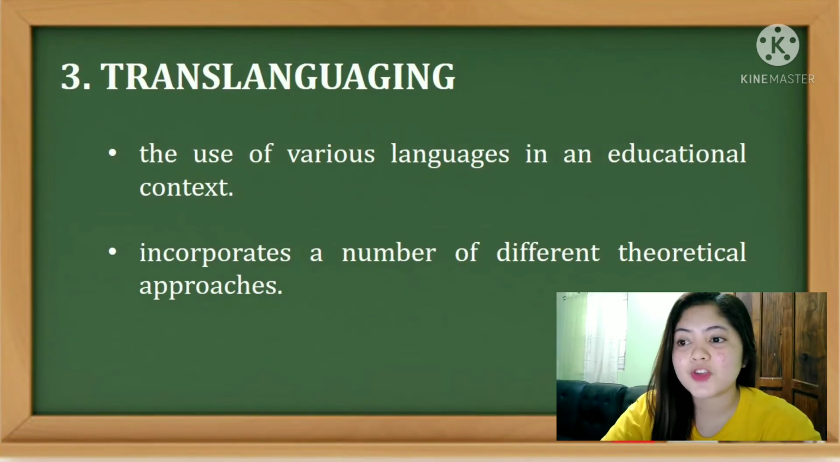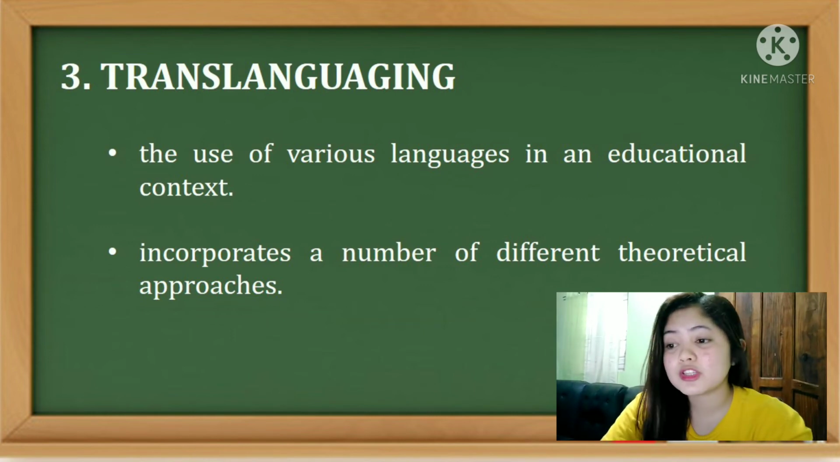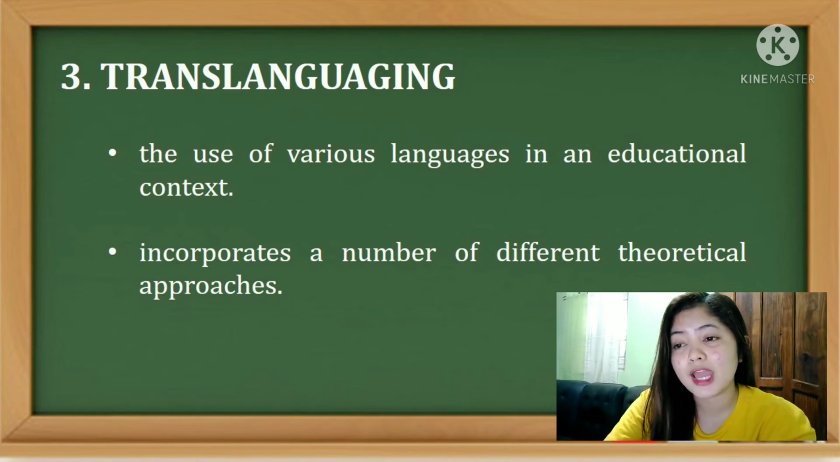The next trend is translanguaging. Here, various languages are used in an educational context and it incorporates a number of different theoretical approaches. A translanguaging class, for example, may see students write an essay or discuss a topic in their shared native tongues before grouping with the class and presenting their findings in English. In this case, students are using whatever language resources they have to best achieve a more accurate picture in English.